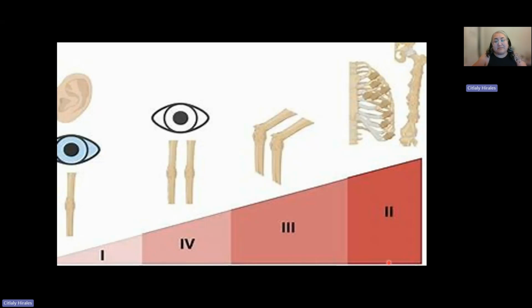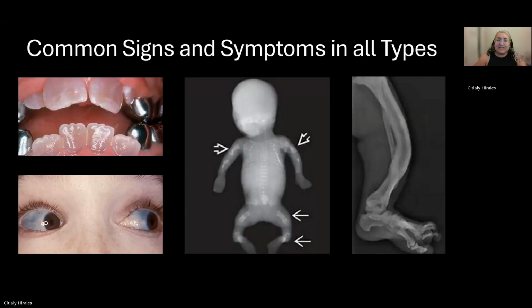The last type that we're going to be covering is type 2. This is known as a perinatal lethal form. It is the most severe form. It's often fatal at or shortly after birth due to respiratory complications. There are severe deformities and multiple fractures, which are evident at birth, and they usually present with underdeveloped lungs and improperly formed collagen.